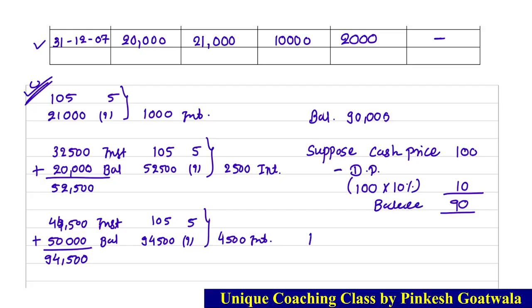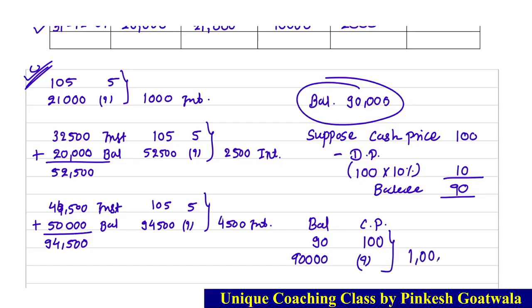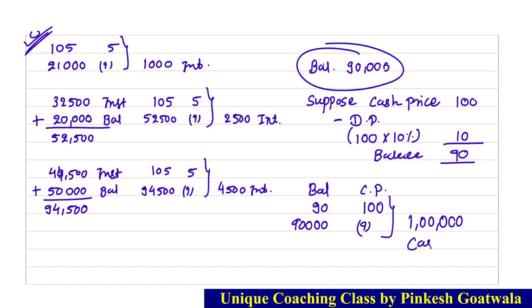So just put this step. If balance is 90, then cash price is 100. Okay, if the balance is 90 then the cash price is 100, and actually the balance is 90,000, right? So what will the cash price be in that case? If you put that step, you will get the answer of 1 lakh. It is our cash price.